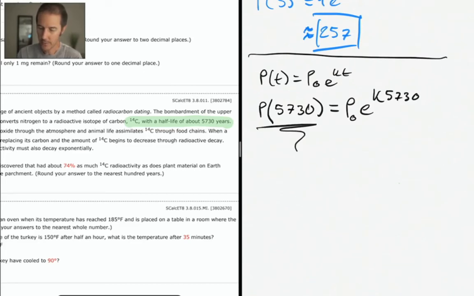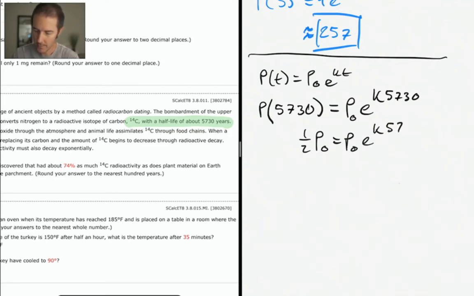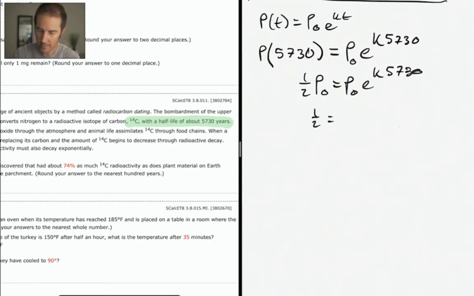After 5,730 years, because that is the half-life, we will have half of the amount of carbon-14 that we started with, and the amount we started with is P sub 0. So I'm going to replace the left-hand side of this equation with 1/2 P sub 0 equals P sub 0 times e to the k times 5,730. So I finish with half as much as I started with after a very long time. What's the only unknown in this equation? K. So we have to solve for k. I'm going to divide both sides by P sub 0, which leaves me with 1/2 equaling e to the k times 5,730.